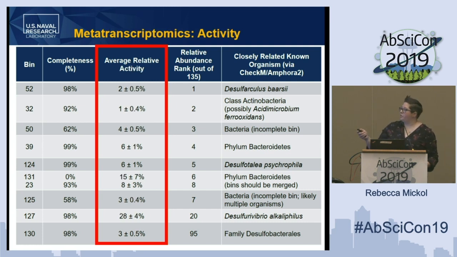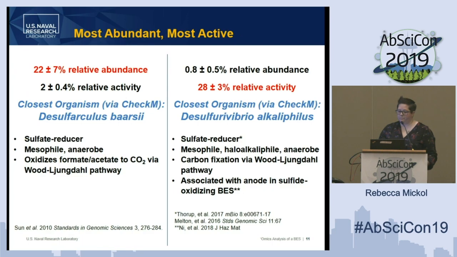Now if we switch to the activity, looking at our metatranscriptomics, the reason I included those two very low abundance bins is because bin 127 is actually our most active bin. This maps to Desulfovibrio alkaliphilus. And so it appears that we have some sulfate reducing organisms at work in the reversible system.